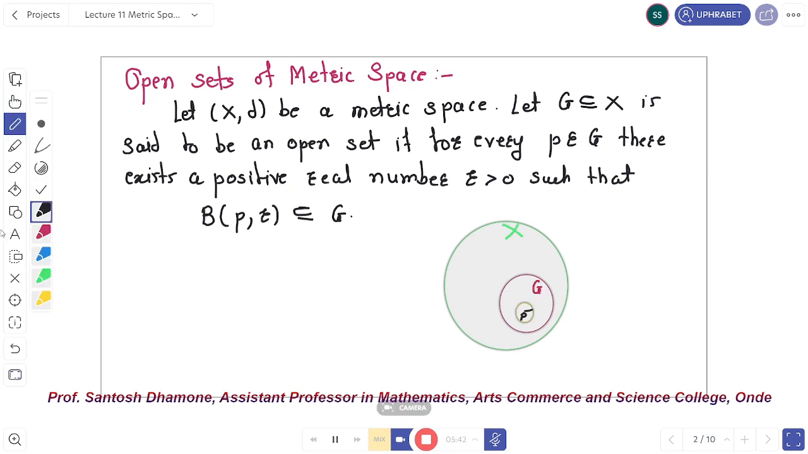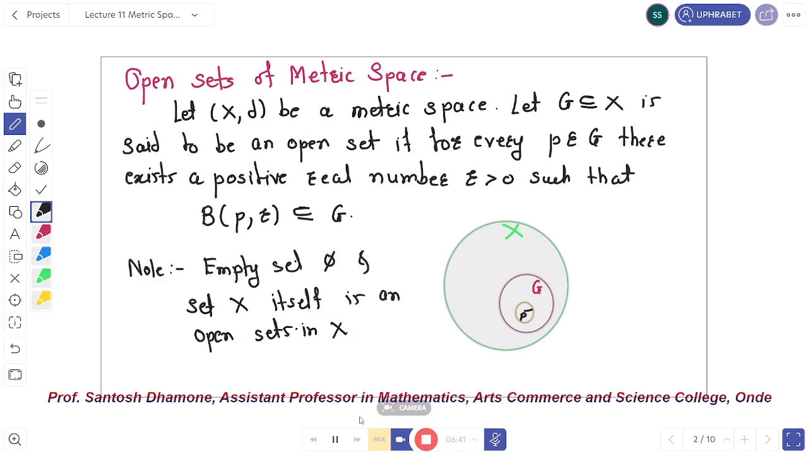Note: the empty set phi and the set X itself are open sets in X. This is the definition of open set of matrix space.